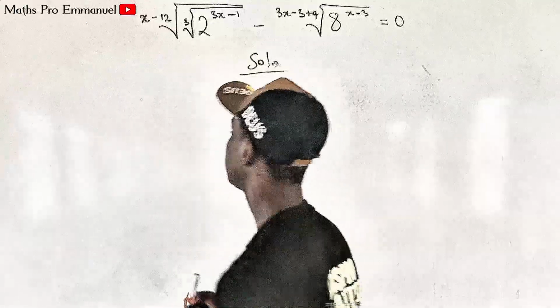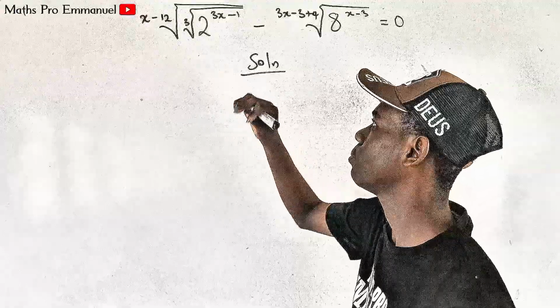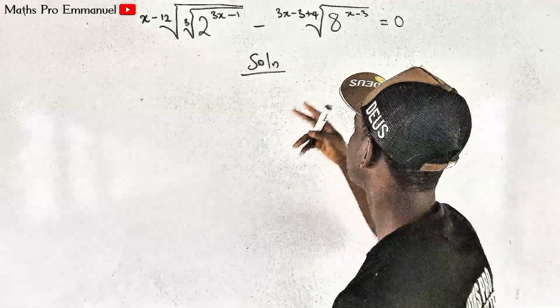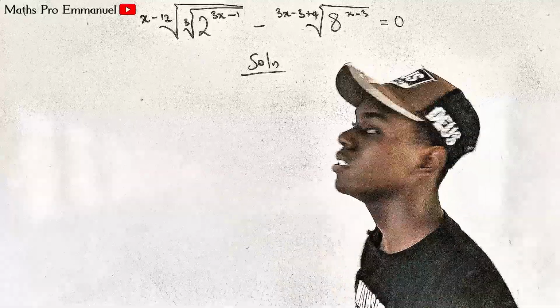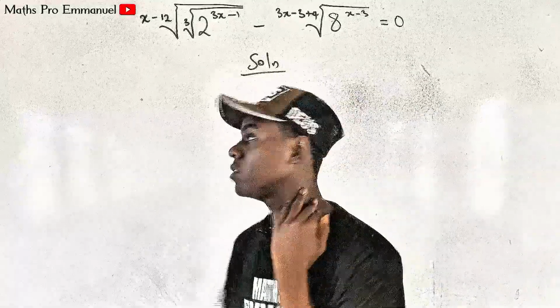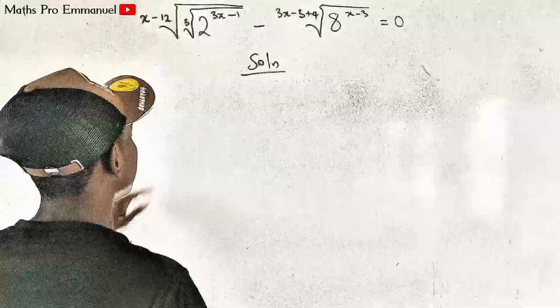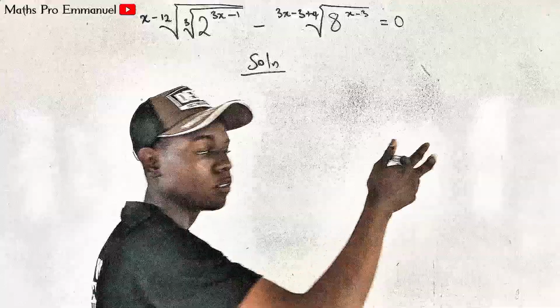So we have to find the value of x in x minus 12 root of cube root of 2 raised to the power of 3x minus 1 minus 3x minus 3 plus 4 root of 8 raised to the power of x minus 3 equal to 0. We have to find the value of x. It's very simple. Now I'm just going to move everything to the right hand side of the equation.